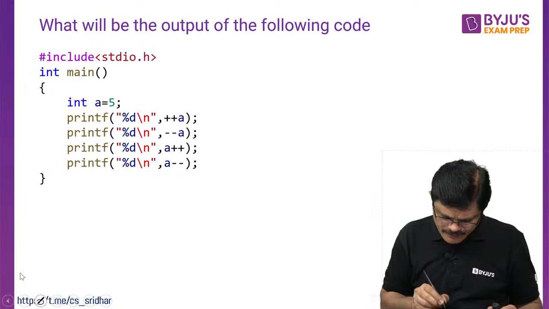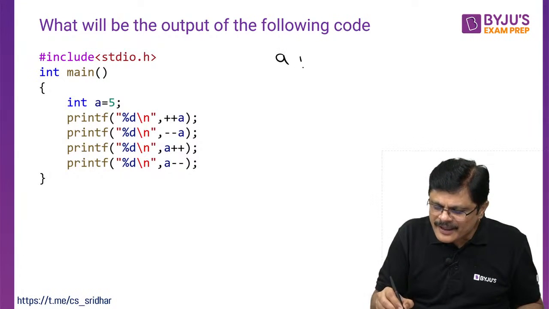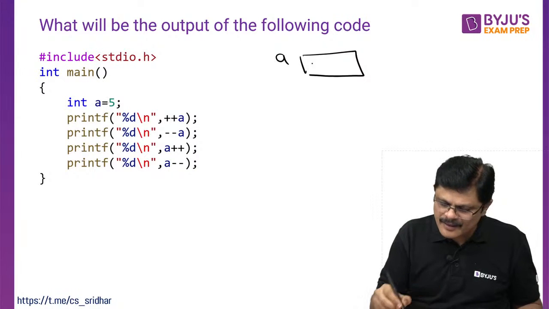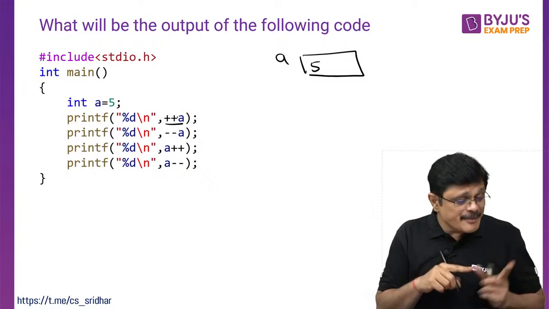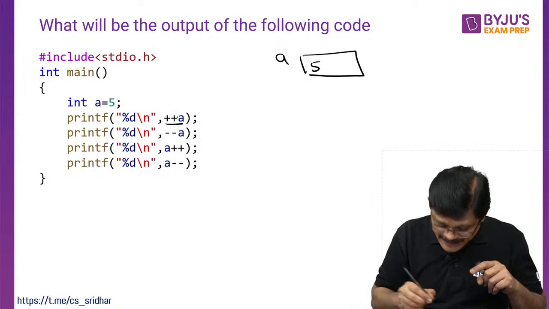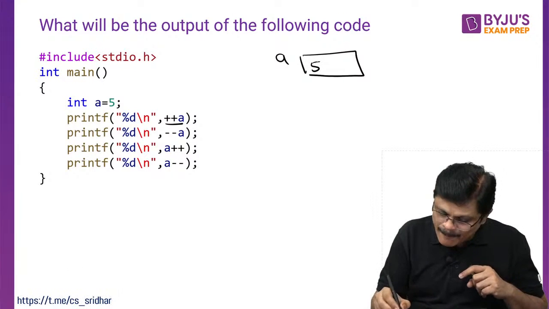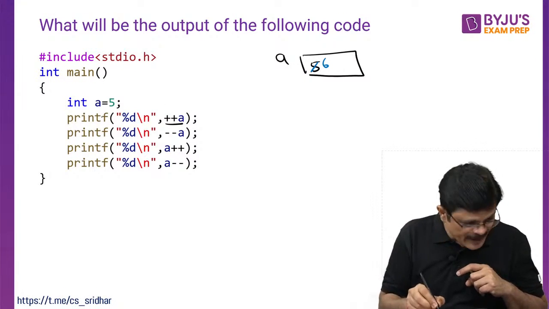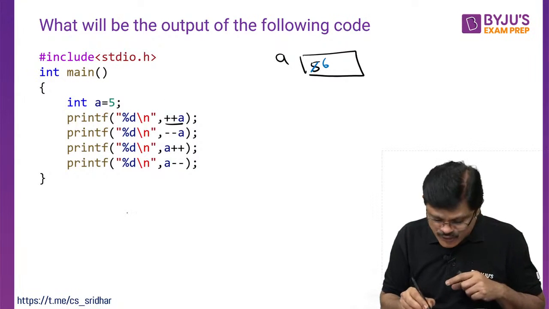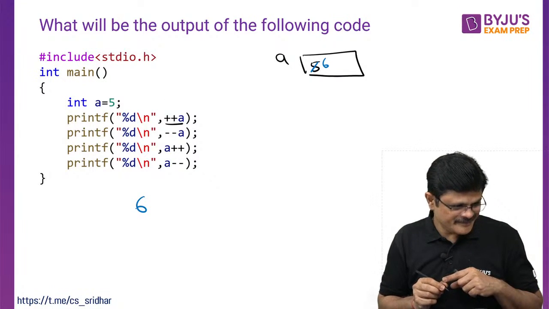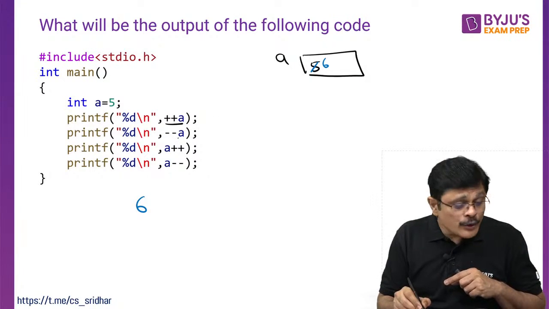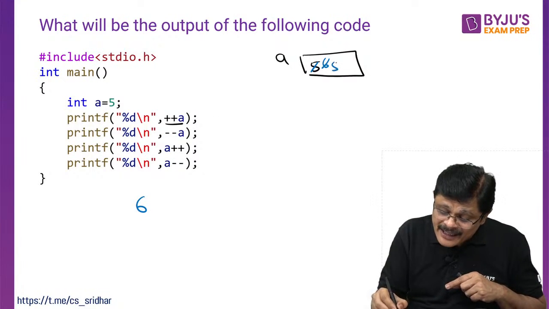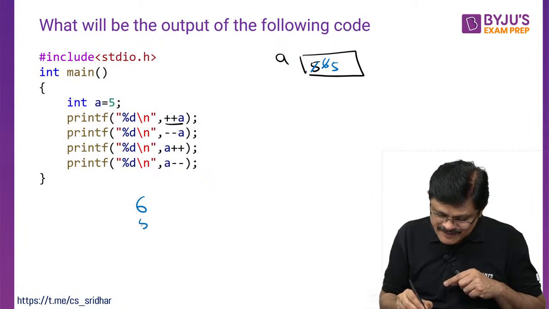See, what is the value of A, sir? Originally A is 5. Plus plus means what? First the value is updated, and then it is printed. Pre-increment. So A is printed. Now you come here. Now the value of A is 6. Now the value of A is decremented and printed. So what is it? 5 is printed.